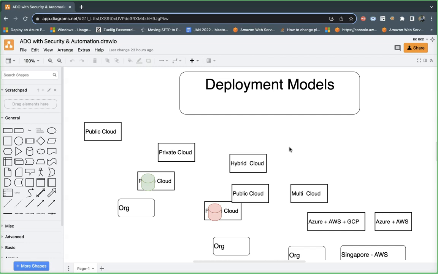Especially coming to the cloud environments, we should understand what the different types of cloud environments in the market are. To understand these things, we'll spend the next 30 minutes on these deployment models and also service models, if time permits.